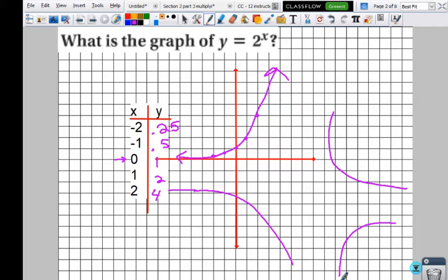And we're going to look through and work with a few exponential functions. We'll learn a little bit of vocab today.